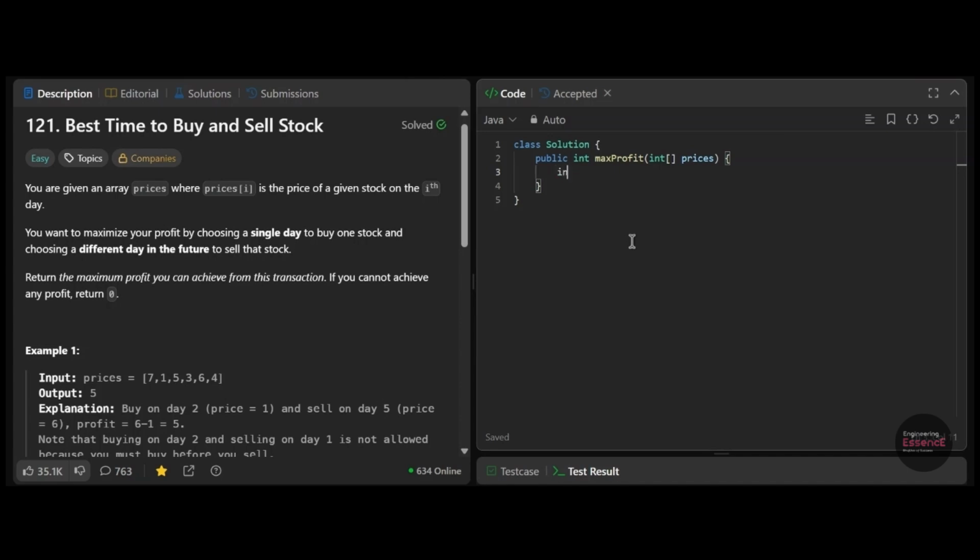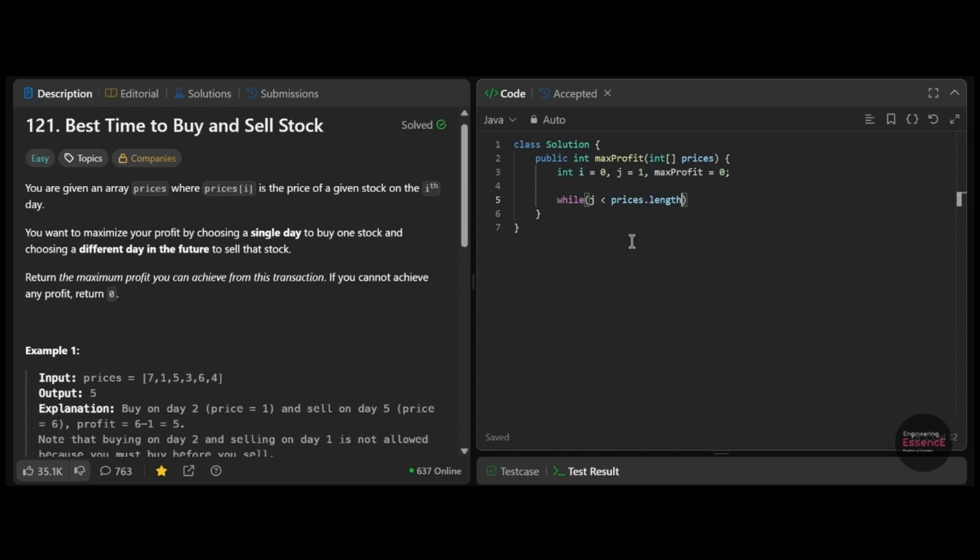So I'm taking two pointers, i and j, initialized as 0 and 1. I'm also going to take max profit to store the max profit, and initialize it as 0. Okay, so let me apply an iterator here. While j is less than the length of the prices array, till then we have to iterate.